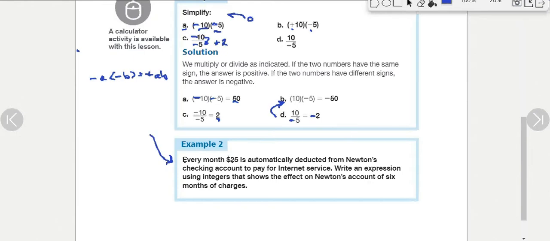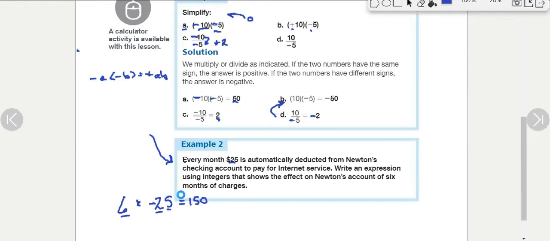In this example word problem, every month $25 gets deducted from his checking account to pay for an internet bill pay service. Write an expression using integers that shows the effect on Newton's account of 6 months of charges. So 6 months times what? Times 25? Or should we say negative 25 because it's a withdrawal from his account? 6 times 25, first of all, is 120 because 6 times 20 is 120. But then 5 times 6 is 30. So 120 plus 30 is 150.